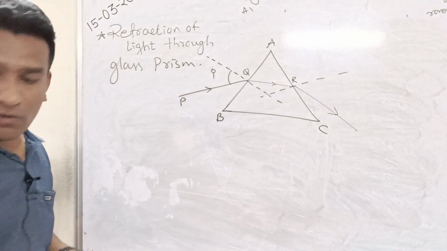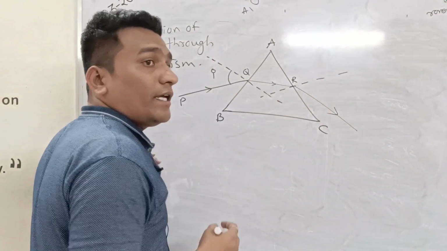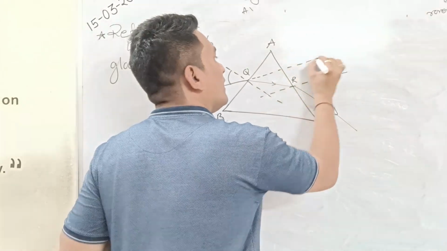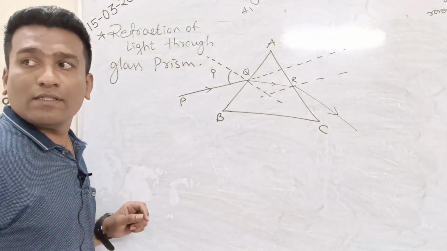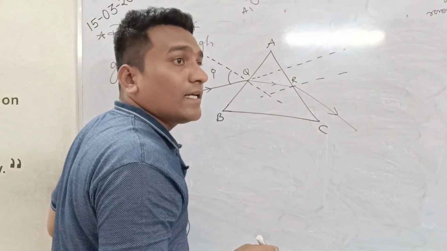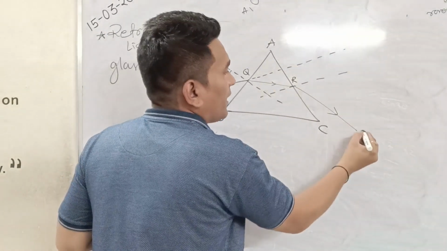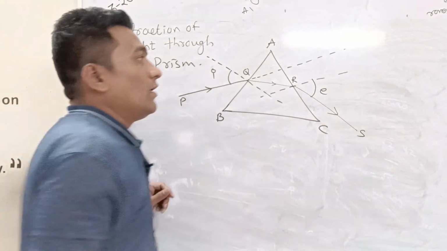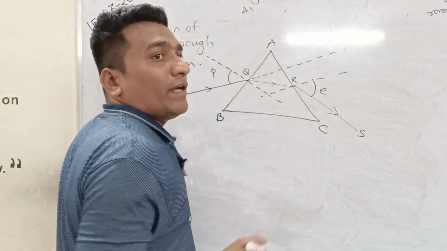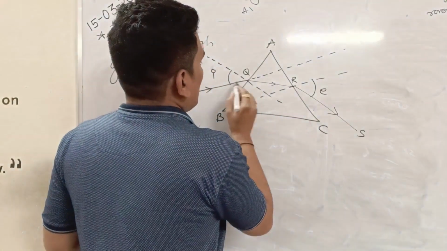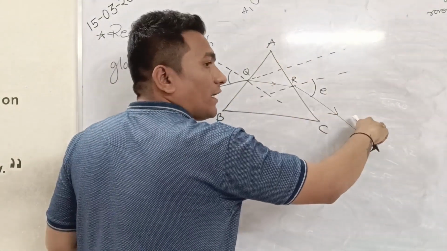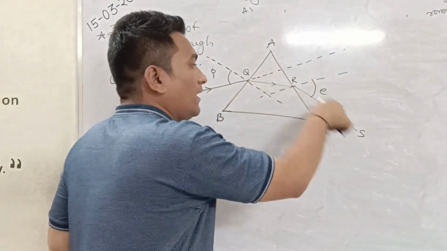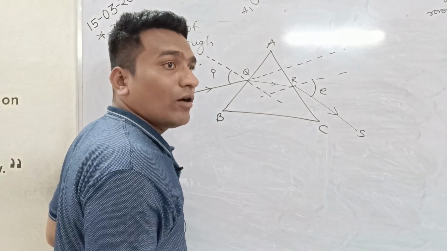Now if you see the incident ray, if the glass prism would have been absent, the light ray would have traveled in this direction, but the light ray has emerged out in this direction. So RS is called the emergent ray. This angle is called the angle of emergence. Now, what is the angle of deviation? That is very important here. This is the incident ray and this is the emergent ray. The angle between the incident ray and the emergent ray is called the angle of deviation.